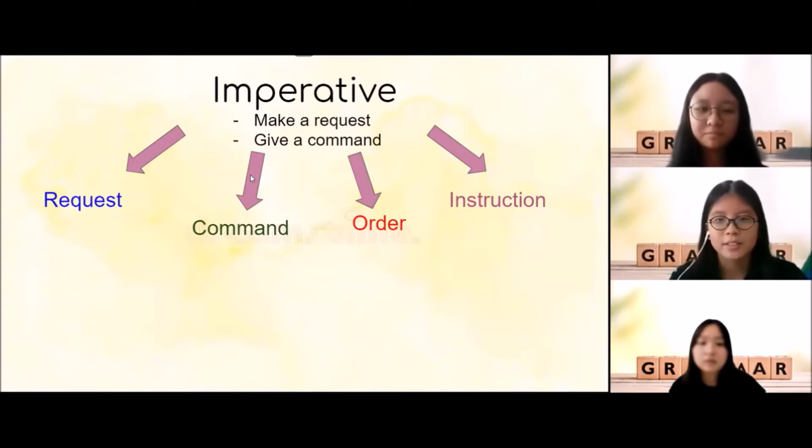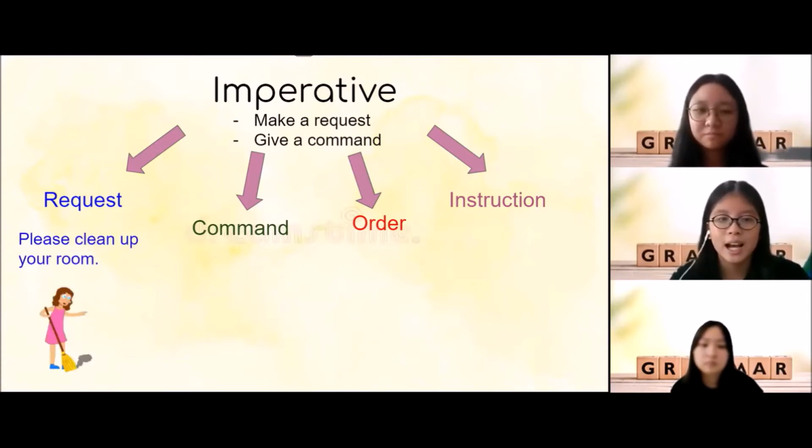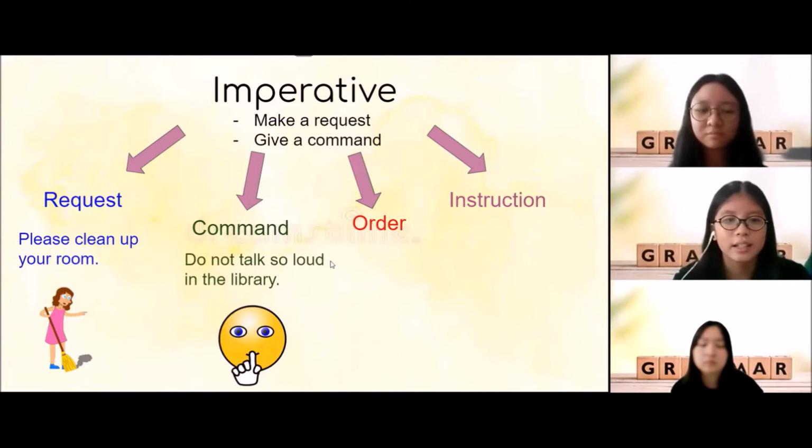And the next type of sentence is the imperative sentence, which means you make a request or give a command to someone. There are 4 functions of the imperative sentence. The first one is request, which means you ask someone to do something. For example, please clean up your room.